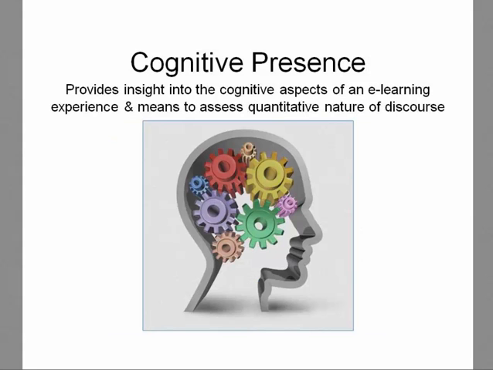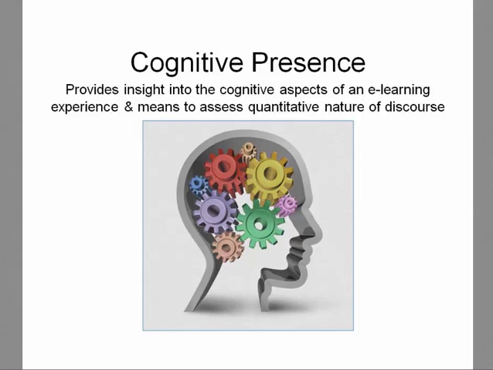The next part is the cognitive presence, okay? Again, we just talked about the social presence. Now we're going to go into the cognitive presence. It provides insight into the cognitive aspects of an e-learning experience and means to assess the qualitative or quantitative nature of discourse. Part of this is where you have to have critical thinking. According to Dewey, reflective or critical thinking has practical value in that it deepens the meaning of our experiences and is therefore a core educational aim.